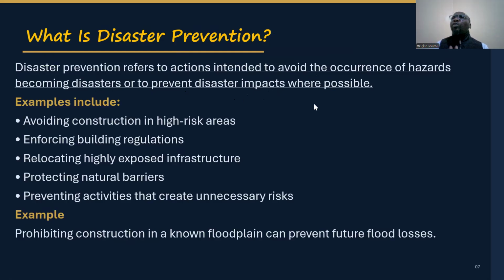So when you're talking about prevention, these are actions that will help us to completely avoid the impacts of the disaster. For example, avoiding construction in high-risk areas. So there are some areas that are high risk. Don't build your houses there, avoid it, because when it rains, the floods are going to be there.